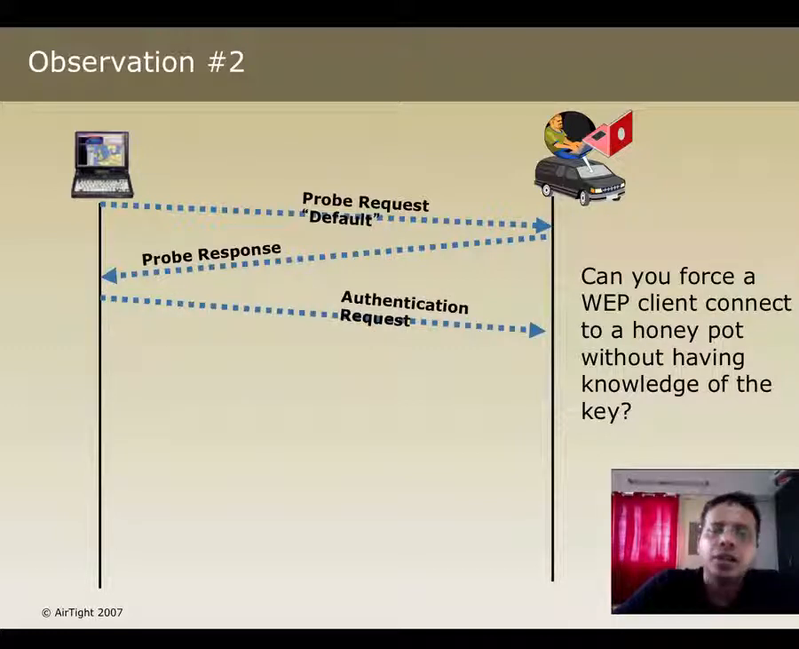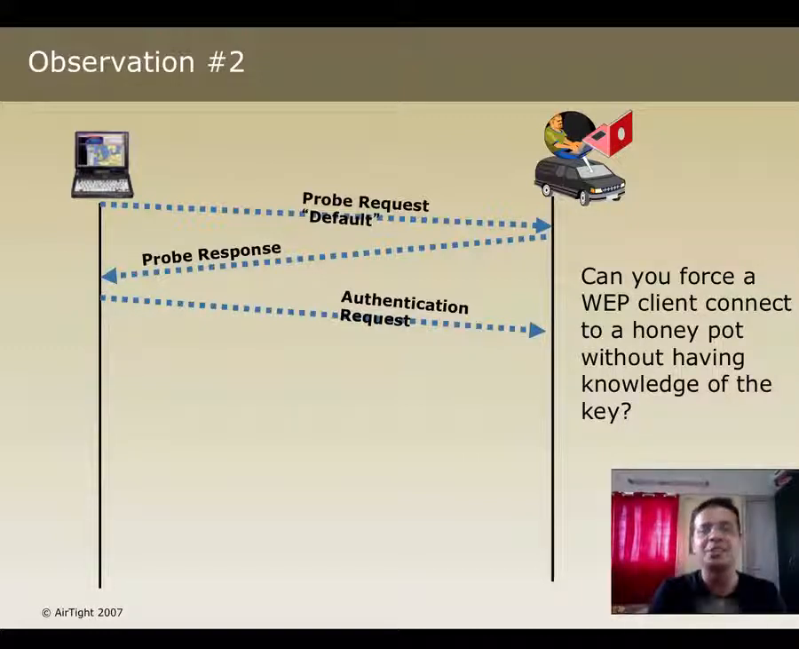Then the client sends an authentication request. Now here is the funny thing. Regardless of whether the authentication is shared key or any other form, which is open auth, the attacker can always reply back by saying authentication succeeded. Why? Because there is no mutual authentication, right? There is a huge problem here. It is the client who is authenticating itself to the access point or the attacker.